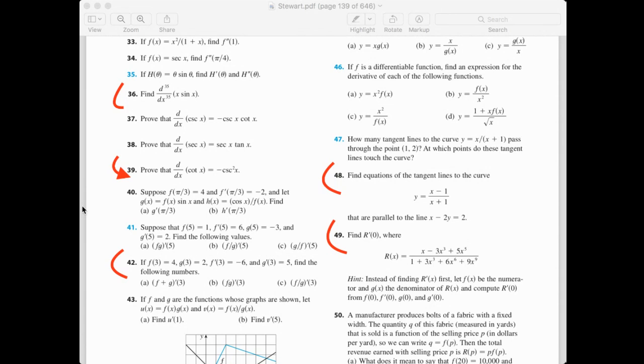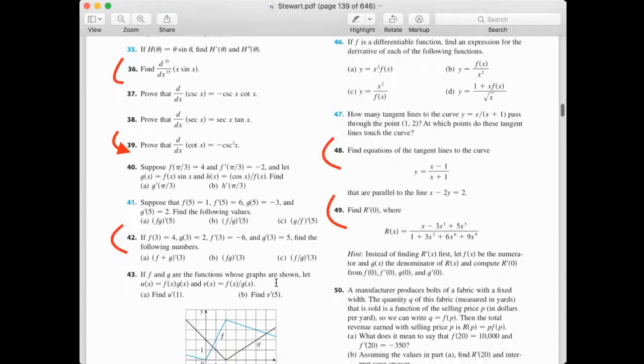Okay, so 42A, we have f plus g prime of 3. In simpler terms, we have f prime of 3 plus g prime of 3. And since we have given values, f prime of 3 is equal to negative 6, g prime of 3 is equal to 5, and so negative 6 plus 5 is equal to negative 1. So f plus g prime of 3 is equal to negative 1. Right, okay, so this is simple.